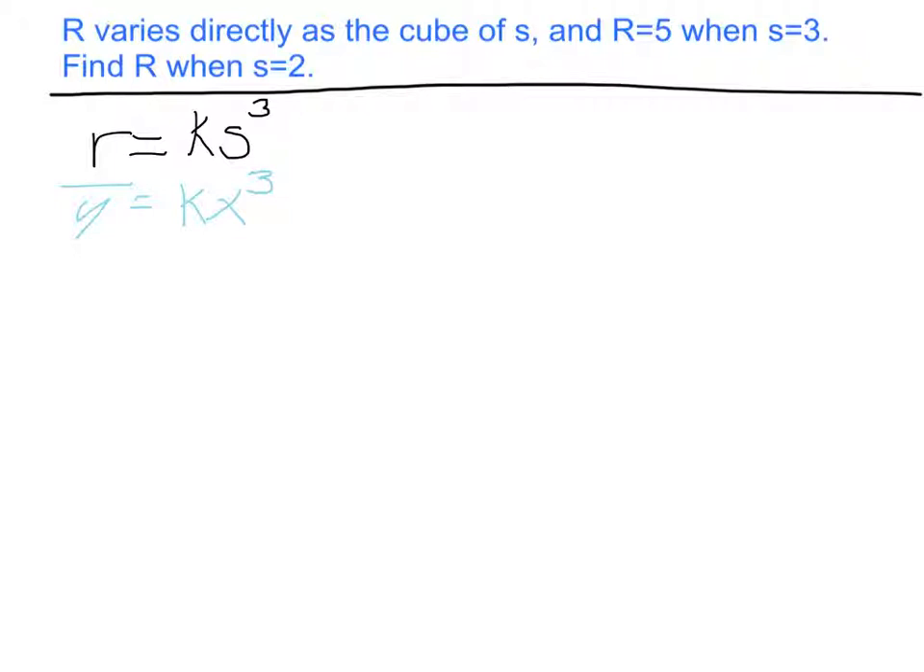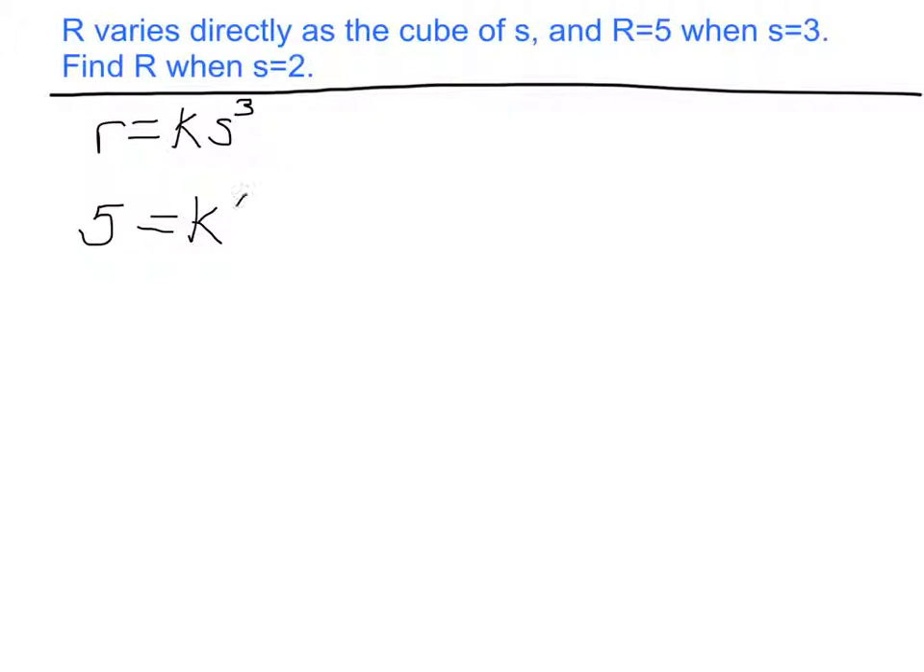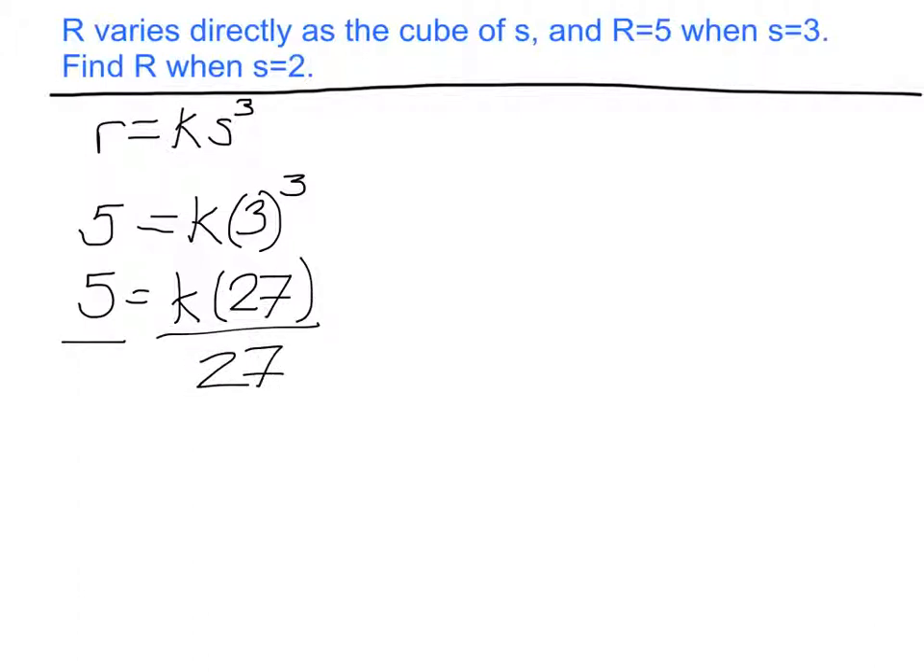Okay? They're telling me that r equals 5 when s equals 3. So I'm going to put in 5 here for my r, and I'm also going to put in 3 for my s. So I have r equals 5 equals k times 3 to the third power. So now I have 5 equal to k. 3 to the third power is 27. Then I divide both sides by 27. And I get out that k is equal to 5 over 27.